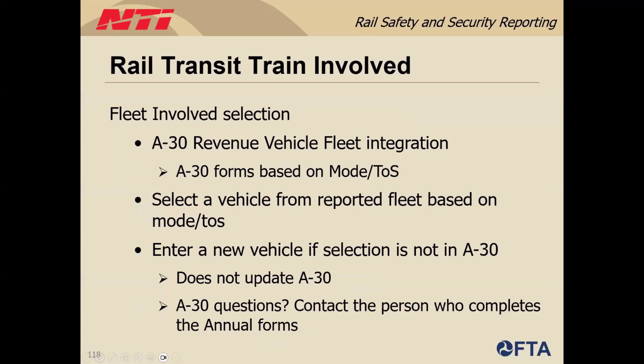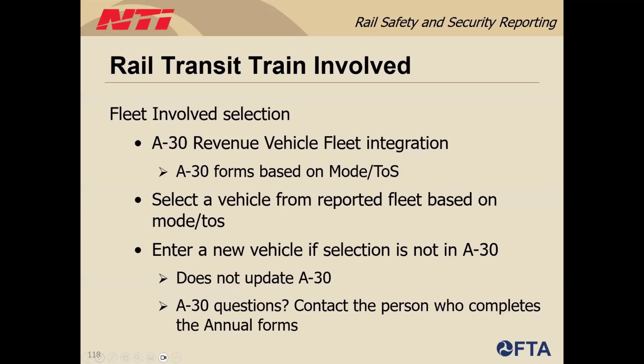The fleet involved section now integrates with your agency's most recently saved A30 revenue vehicle inventory form. There is a separate A30 form for each mode and type of service. With this integration, you will choose a vehicle from the list of available options for that mode. Again, this is completed in the annual forms, typically by the person that does the annual reporting for your agency.